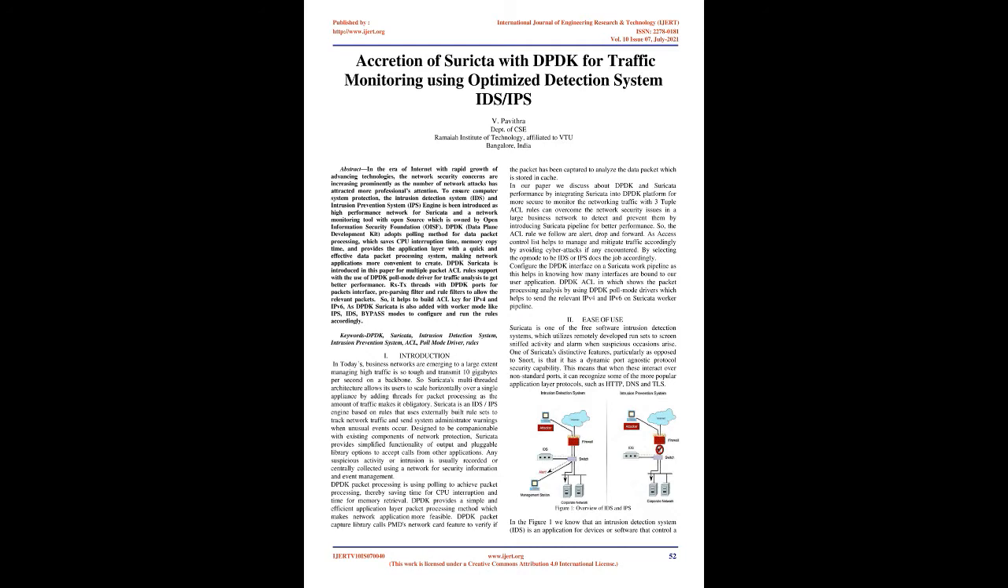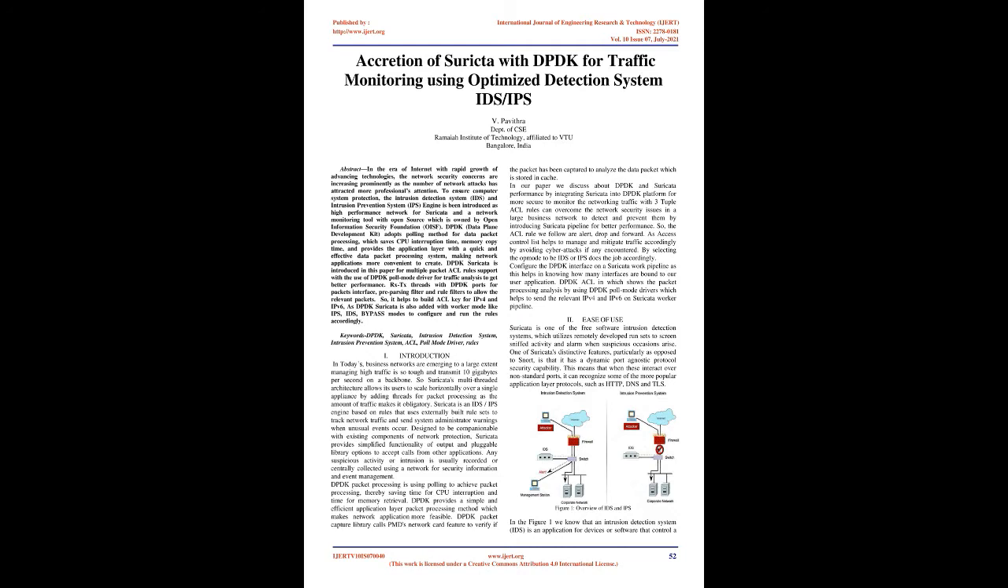In our paper we discuss DPDK and Suricata performance by integrating Suricata into the DPDK platform, for more secure monitoring of networking traffic with 3-tuple ACL rules that can overcome network security issues in a large business network, to detect and prevent them by introducing a Suricata pipeline for better performance. So, the ACL rules we follow are alert, drop, and forward.